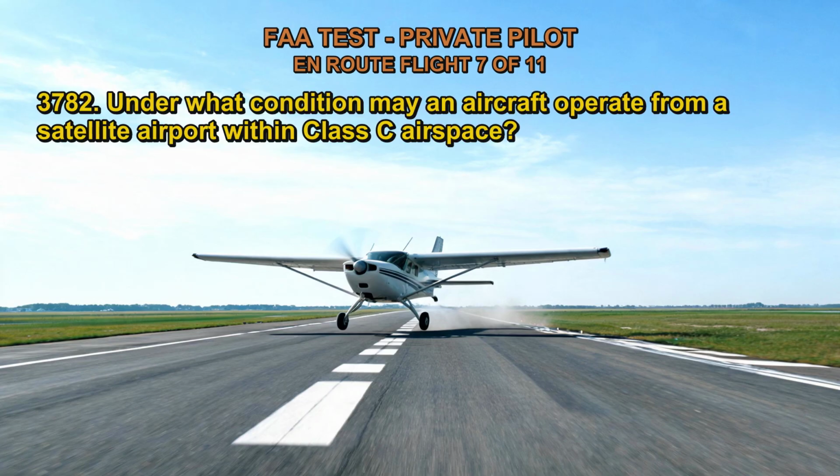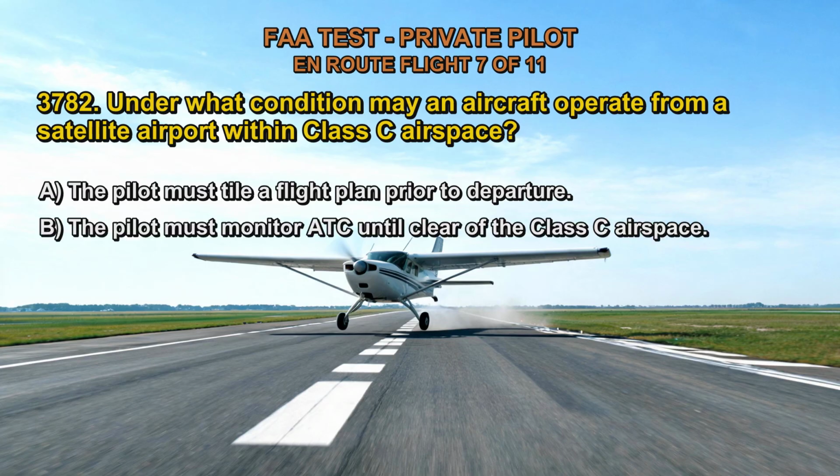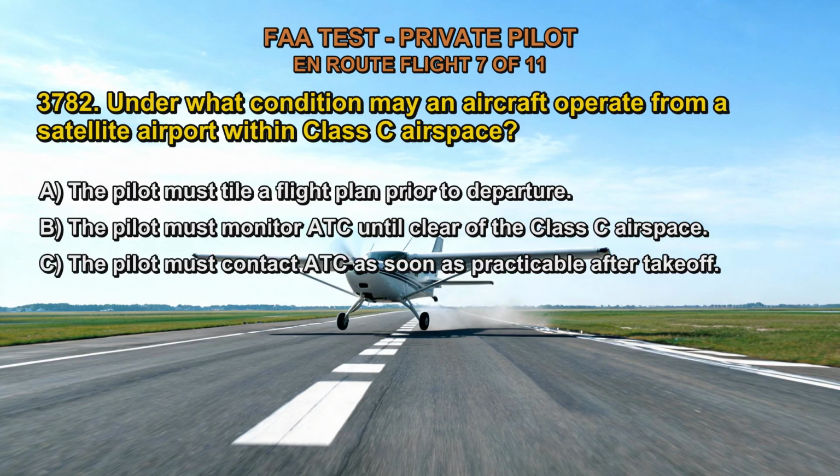3782. Under what condition may an aircraft operate from a satellite airport within Class C airspace? A. The pilot must file a flight plan prior to departure. B. The pilot must monitor ATC until clear of the Class C airspace. C. The pilot must contact ATC as soon as practicable after takeoff.